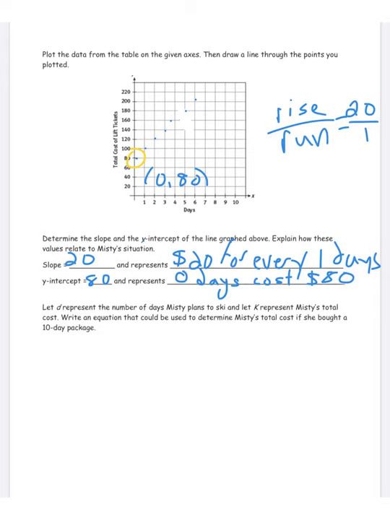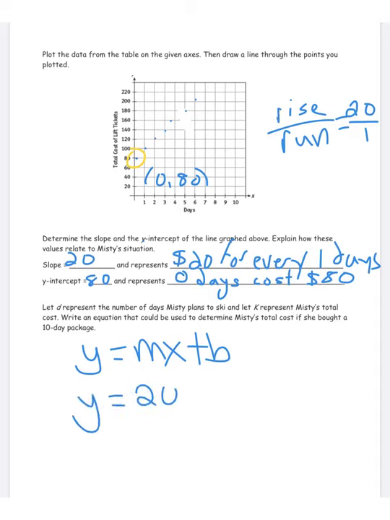So then it says, let D represent the number of days Misty's planning to ski, and let K represent Misty's total cost. Write the equation that would be used to determine Misty's total cost if she bought a 10-day package. When we do this, remember we're writing our equation in slope-intercept form. And remember that it should look like y equals mx plus b, where m is the slope and b is the y-intercept. So we know that our equation is y equals m, which is our slope, so it's 20, x plus b, and b is our y-intercept, and that's 80.